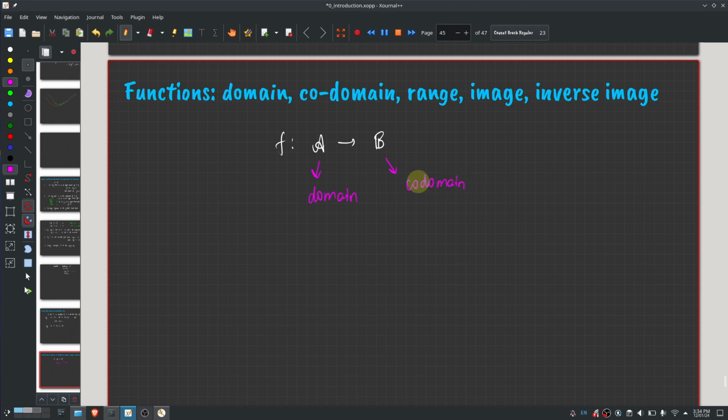An important thing to note is that when I say that a function is defined on some domain A, it means that for every element in A, there is some particular value in B that f maps to. But the reverse is not true. Not every point in B must necessarily correspond to some point in A. So the set of all f of x for x in A, this is called the range.